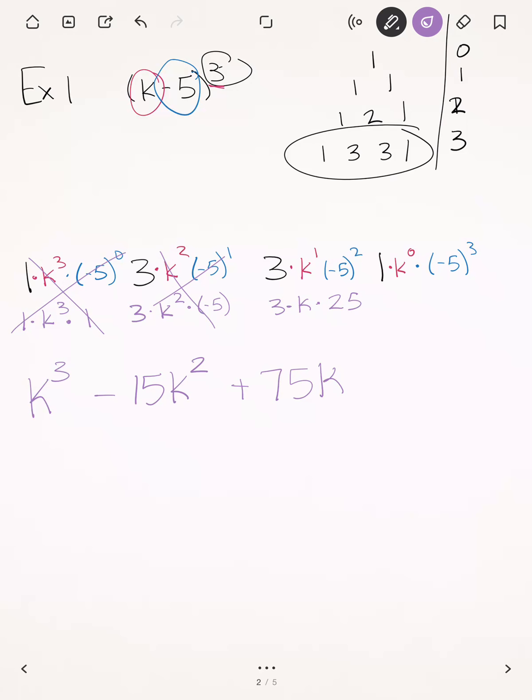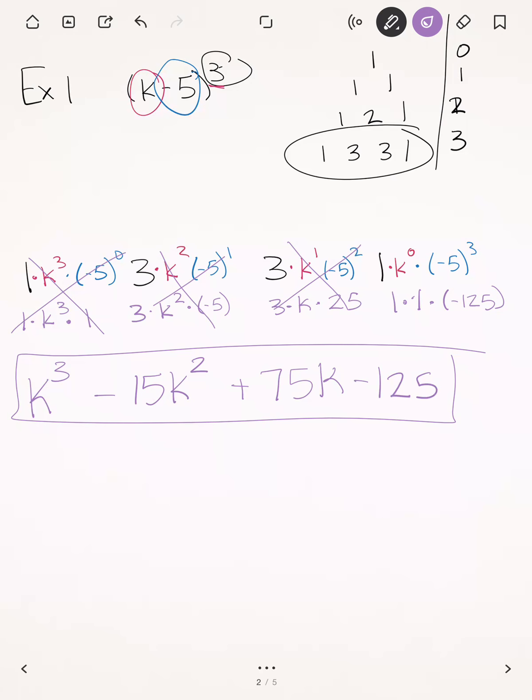And again, I can mark these off because I've used them. Then I have 1. X to the 0 is 1 because anything to the 0 power is 1. And negative 5 to the third power is a negative 125. Well, 1 times a negative 125 gives me a negative 125. And this is how I can expand this binomial.